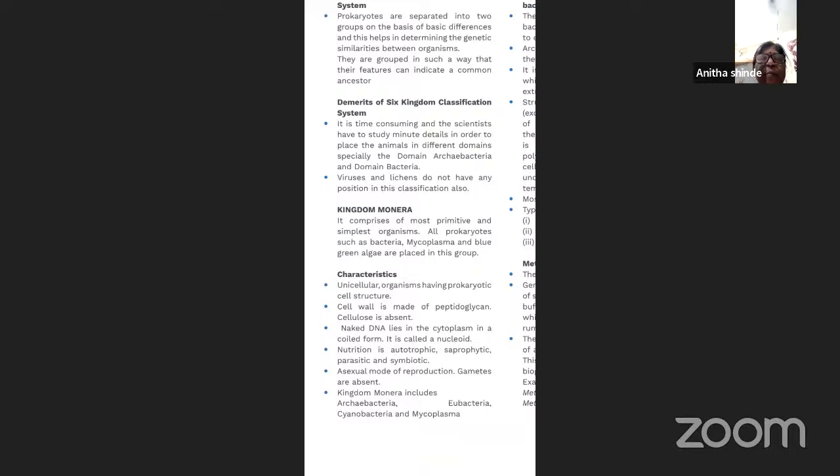It includes most of the primitive and the simplest organisms. All the prokaryotes such as bacteria, mycoplasma, and blue-green algae all come under this particular group. Now their characteristic features: they are unicellular, having prokaryotic cell structure. The cell wall is made of peptidoglycan. Nutrition is autotrophic, saprophytic, parasitic, symbiotic. The asexual mode of reproduction is there, no sexual mode of reproduction. And it includes archaebacteria, eubacteria, cyanobacteria, and mycoplasmas.